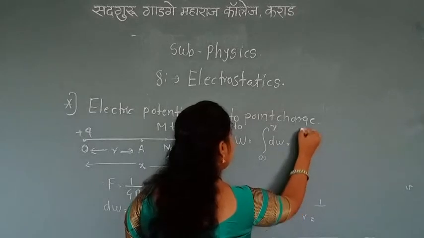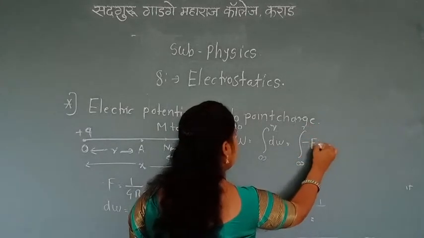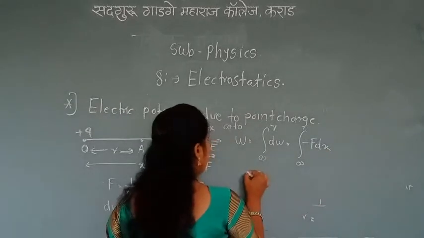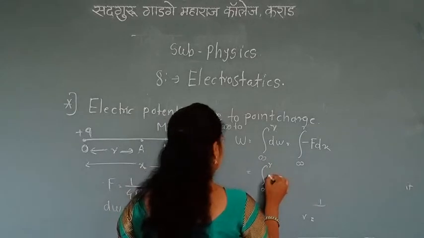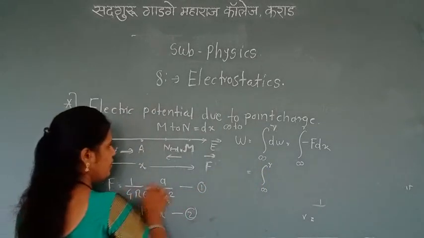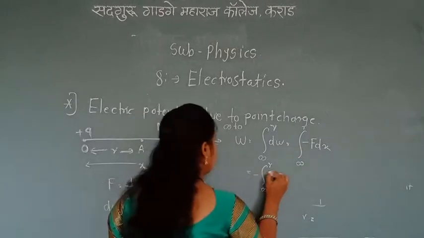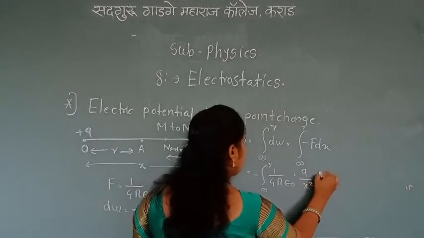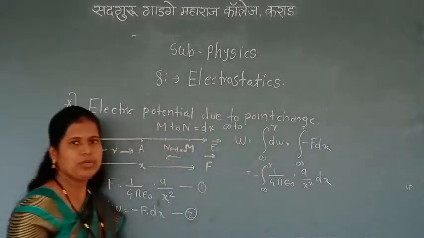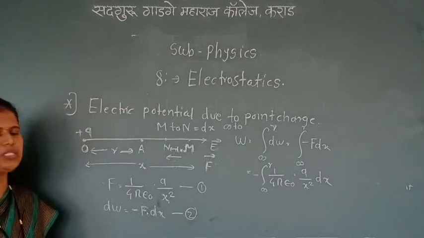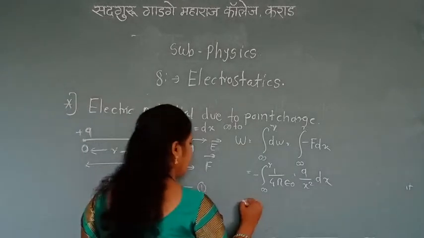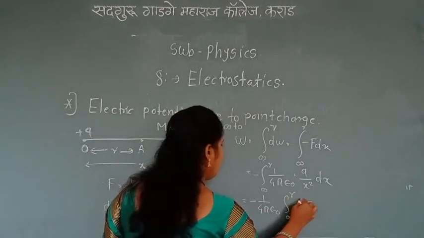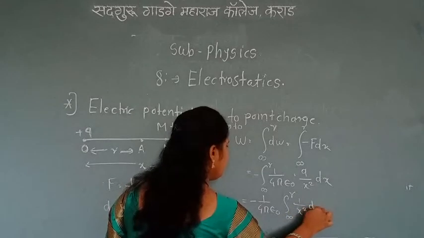So W is the integral from infinity to R of minus F dx. Substituting the value of F, we get minus 1 upon 4 pi epsilon naught, Q upon x square, into dx. That is minus 1 upon 4 pi epsilon naught Q, integral from infinity to R of 1 upon x square dx.